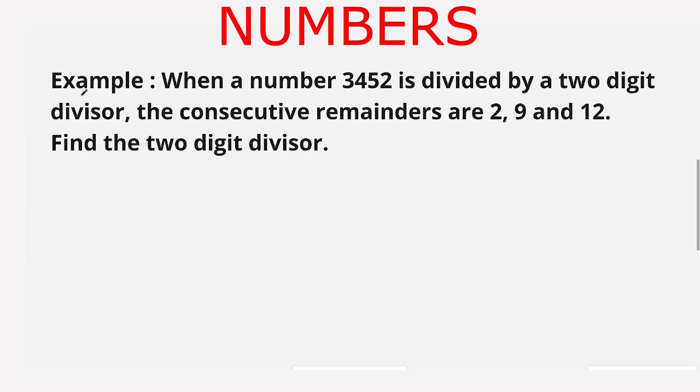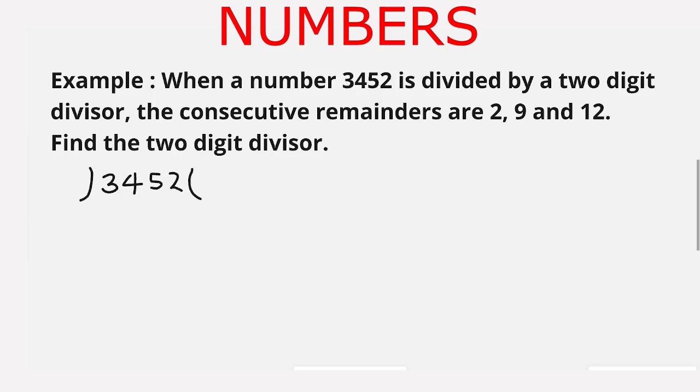The given example is: when a number 3452 is divided by a two-digit divisor, the consecutive remainders are 2, 9 and 12. Find the two-digit divisor. We solve this example to understand the concept of consecutive remainders. The given number is 3452 and we have to find the divisor.